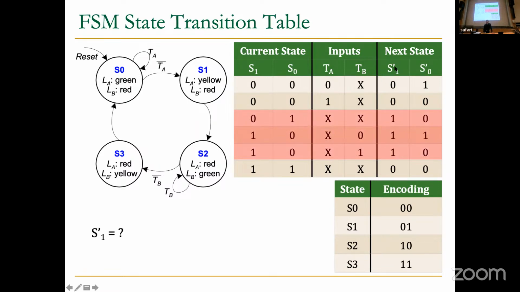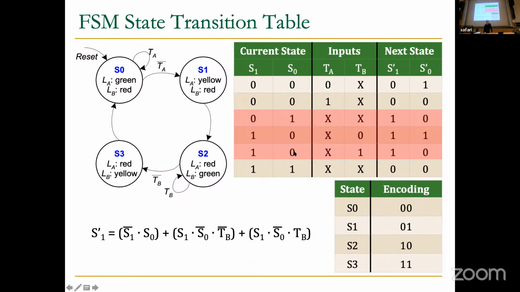S1 prime, this bit of the next state, is 1, now we're doing this sum of products form, only for these input values. Meaning S1 prime is 1 if S1 is 0 and S0 is 1, and this doesn't matter. So you can actually write this. These are the values of the input variables that correspond to S1 prime being 1, right? S1 prime is 1 if this is true, or if this is true.